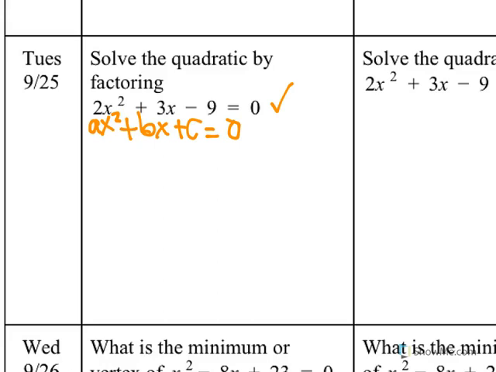So a is the number in front of x squared, it's 2. B is the number in front of x, it's 3. And c is your constant, it's a negative 9.